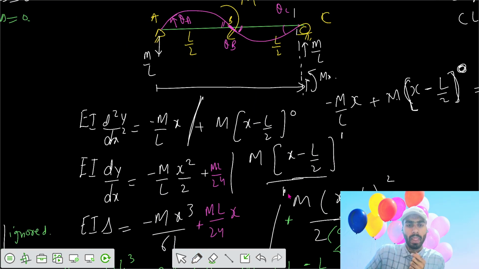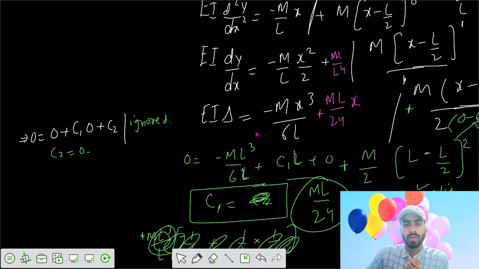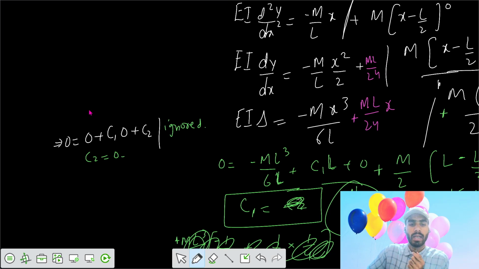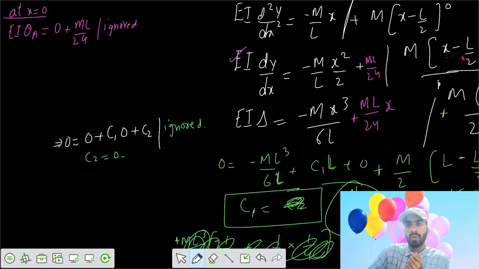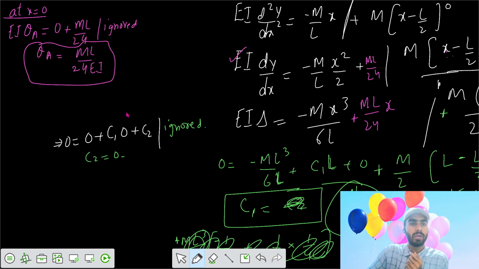So let's say for theta a we have x equals 0. If you want to get the value of theta a, we can write EI theta a at x equals 0. We have EI theta a equals 0 plus ML by 24. Then the term that comes out negative, because 0 minus L by 2 is negative, we have to ignore. So theta a equals ML by 24 EI. One more standard result, ML by 24 EI.